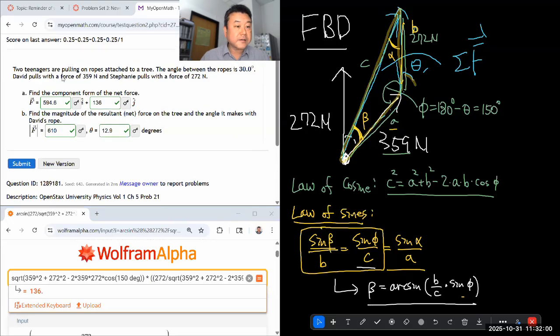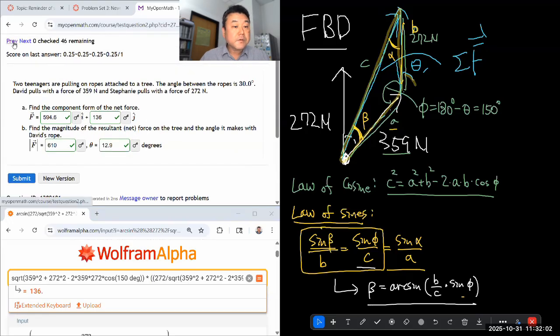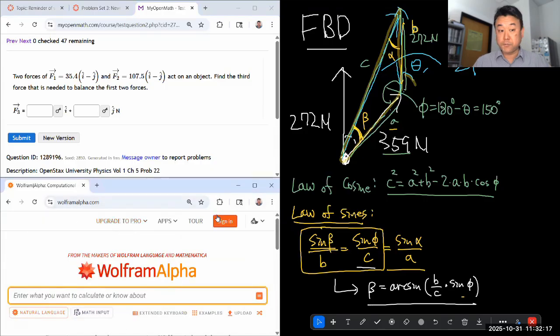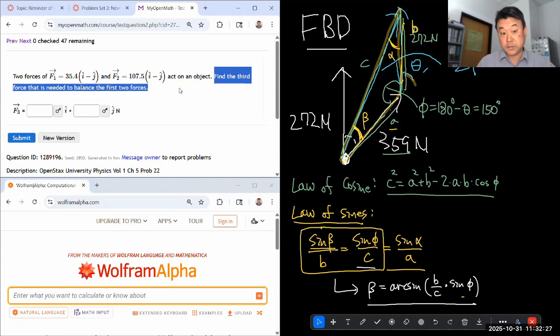I gotta go faster. So I think this is quite problem 22. That's the third and the last question that we'll do in this group of questions. It says two forces act on an object. Find the third force that is needed to balance the first two forces. All right.